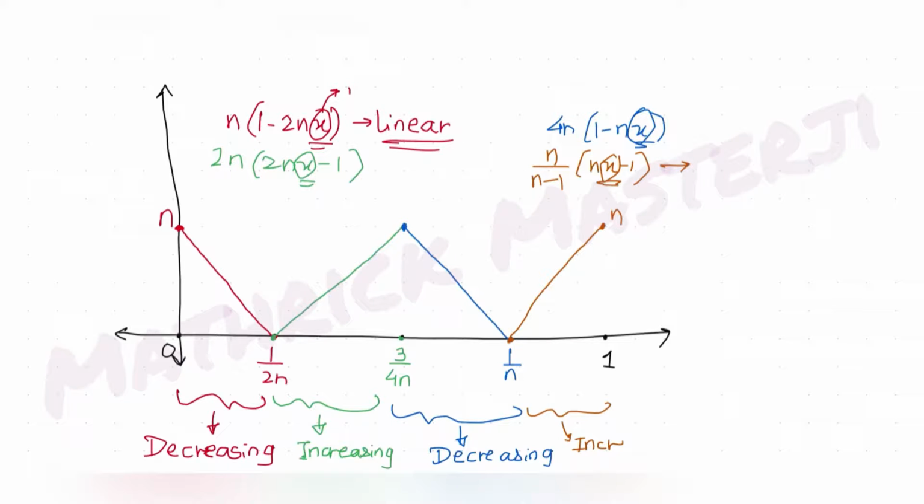So I'm getting the entire idea of the function now for x equals 0 till 1. I understand in the first interval, it is decreasing. In the second interval, it is increasing. Then in the third interval, it is again decreasing. And in the fourth interval, it is increasing.